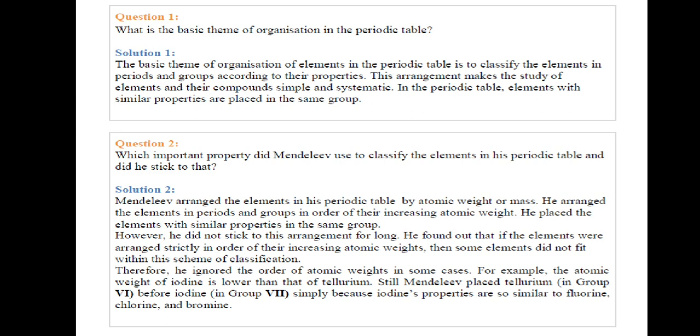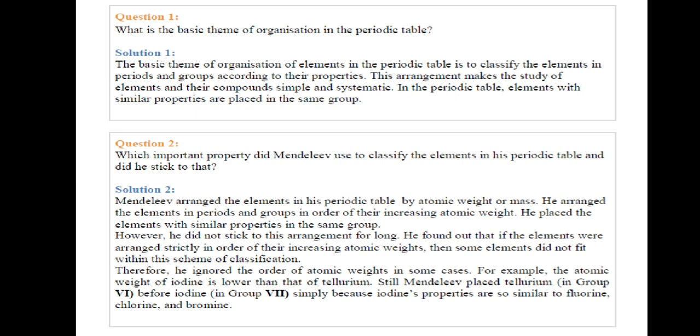लेकिन पूरे टाइम वो अपने इस बेसिक प्रिंसिपल की इंक्रीजिंग ऑर्डर ऑफ एटॉमिक वेट पर नहीं चले. उन्हें ये समझ में आ गया था कि अगर सारे ही एलिमेंट्स को स्ट्रिक्टली ऑन द इंक्रीजिंग ऑर्डर ऑफ एटॉमिक वेट पर रखा जाए तो प्रॉपर्टीज़ जो हैं वो वेरी करती हैं, वो पीरियोडिक नहीं होती. Therefore, he ignored the order of atomic weights in some cases. For example, the atomic weight of iodine is lower than that of tellurium. Still, Mendeleev placed tellurium in group 6 before iodine in group 8.